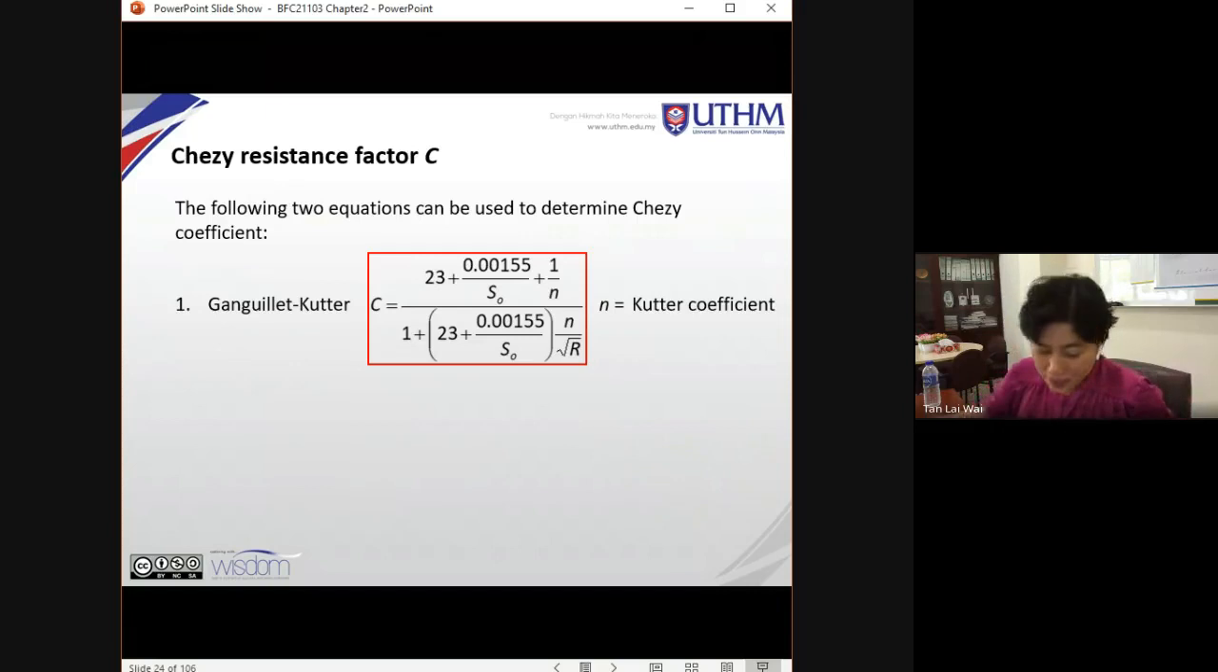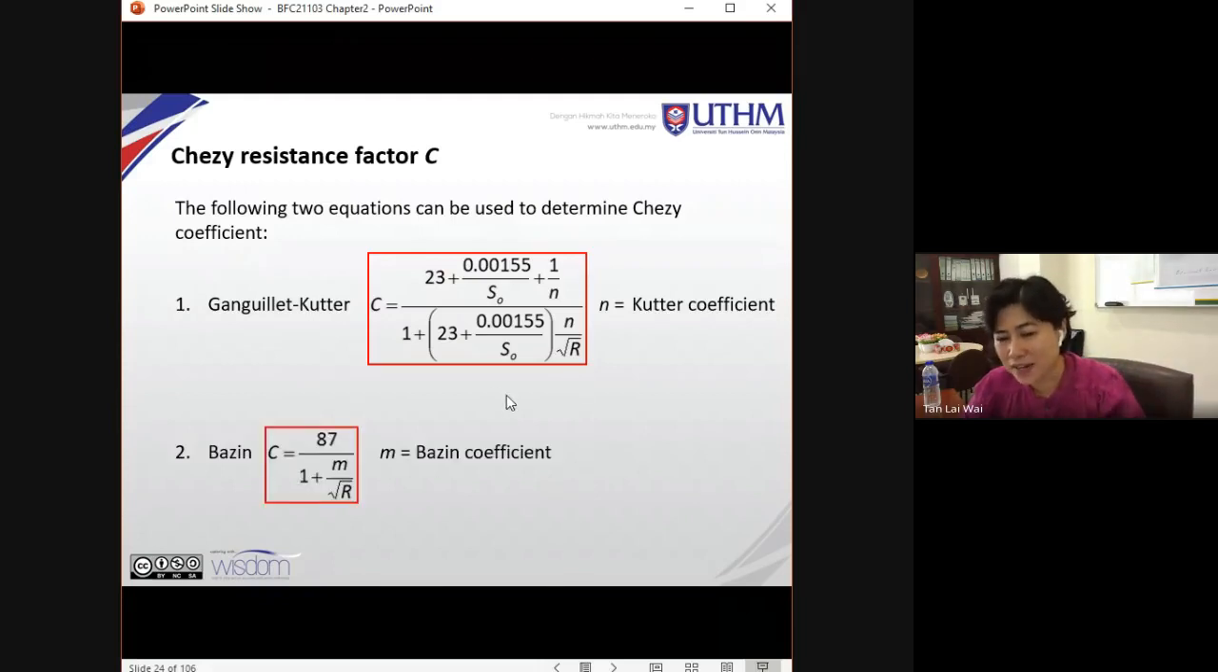Now, sometimes in activity 2.2, 2.3, we give you the value of the Chezy roughness coefficient. We supply you with your Manning resistance coefficient. However, sometimes there would be questions where you need to find the Chezy coefficient. In this case, you can use either one equation. Actually, there's another equation, but we are going to introduce that later. So you can use either the Ganguillet-Kutter equation or the Bazin equation to find your Chezy roughness coefficient.